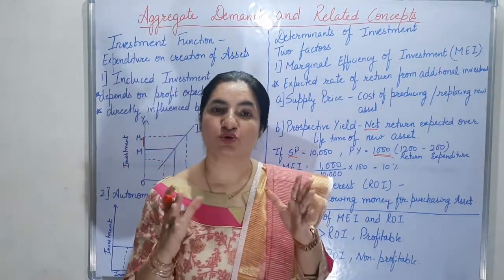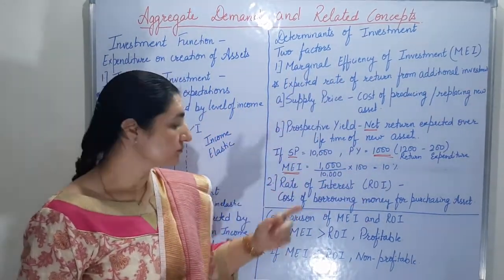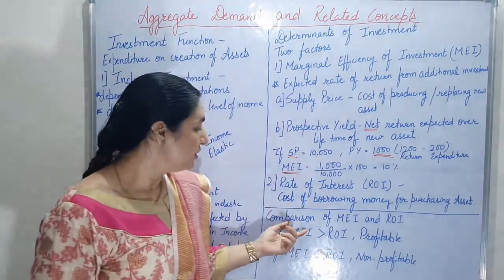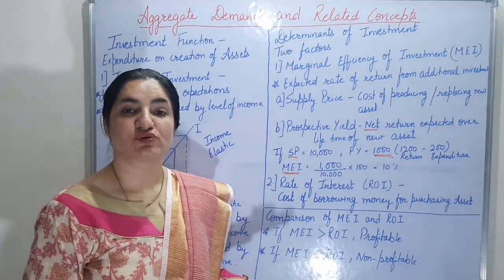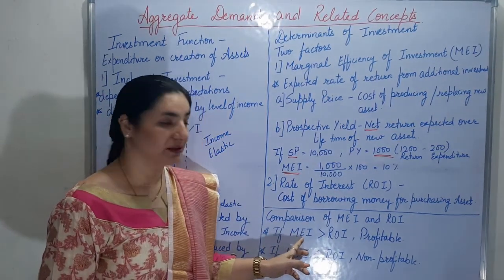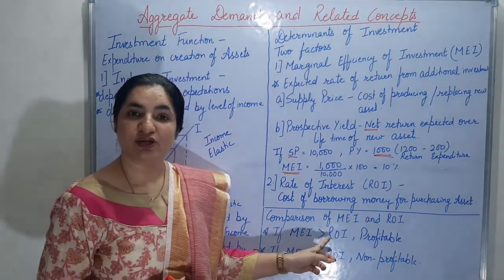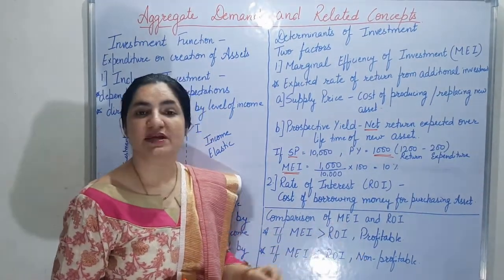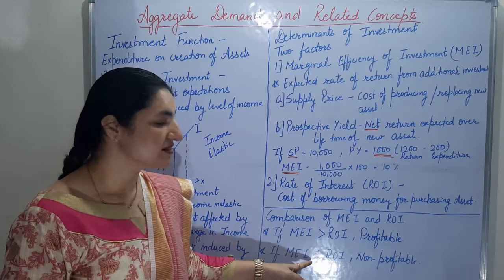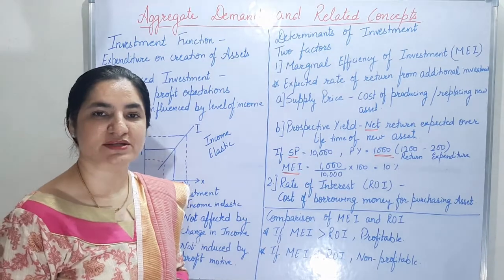Now by keeping these two factors in mind, first factor is MEI which we have calculated. Second factor is rate of interest, that is the cost of borrowing. We should understand whether we have to do the investment or we should not do it. If MEI, that is the net return which we are going to get, is more than that of rate of interest, then it is a profitable investment. Otherwise, in the second case, if MEI is less than that of ROI, we should not go for the investment because it will not be profitable for us.